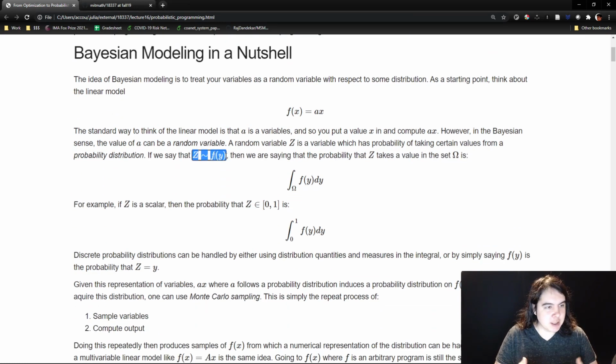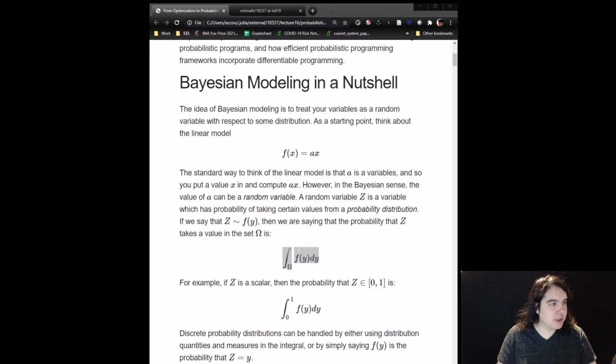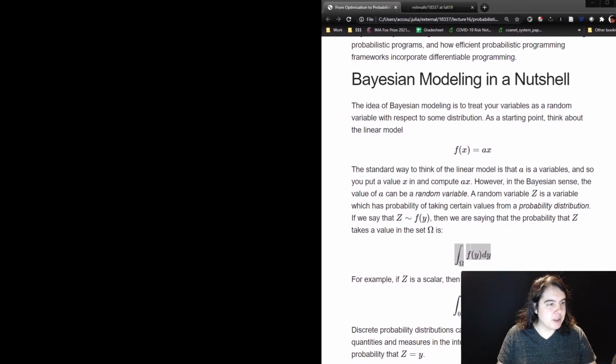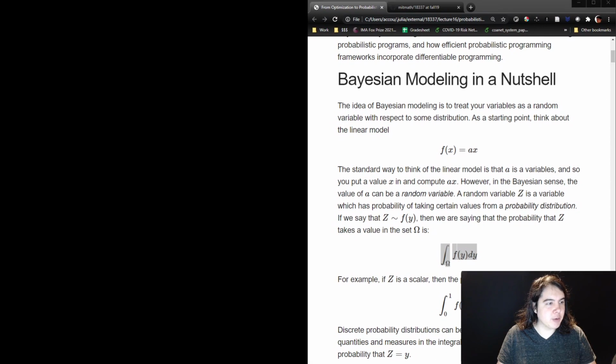This notation says that z follows the probability distribution f of y, which means that the probability that z takes a certain value in a set omega is given by the integral over this probability distribution. Right? And what we're going to be looking at in this lecture is what it means for a variable to take a probability distribution, and how you can actually compute with that, right?